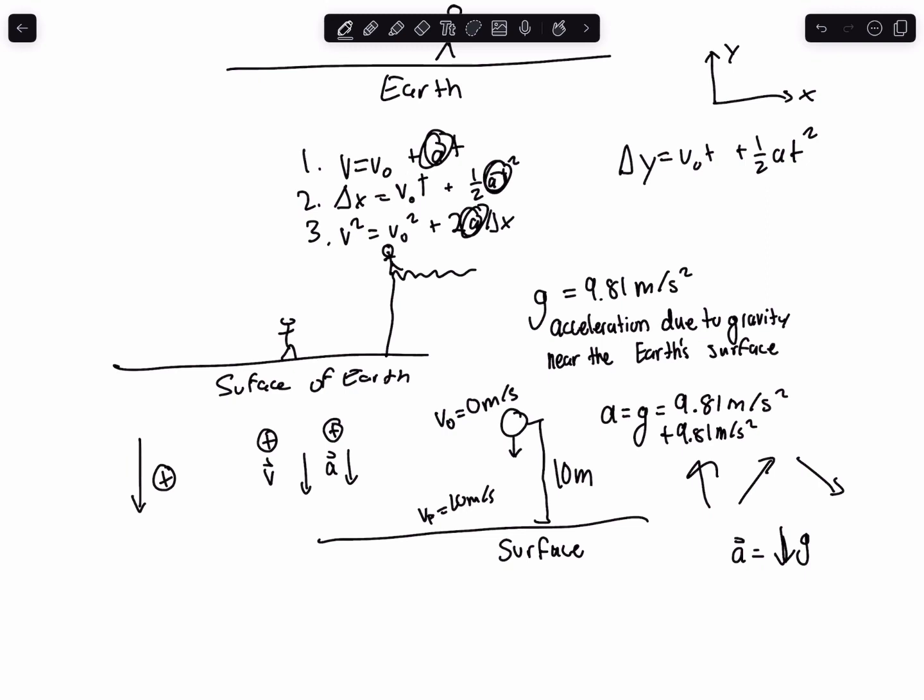But of course, you can only do that if you change everything. Everything has to be pointing down to be positive. If you have something going up, that's now negative. So you have to be really careful about when you can and cannot change 9.81 to be negative or positive. That sounds like kind of a lot of work, but trust me, it does actually make problems easier if you do it correctly.